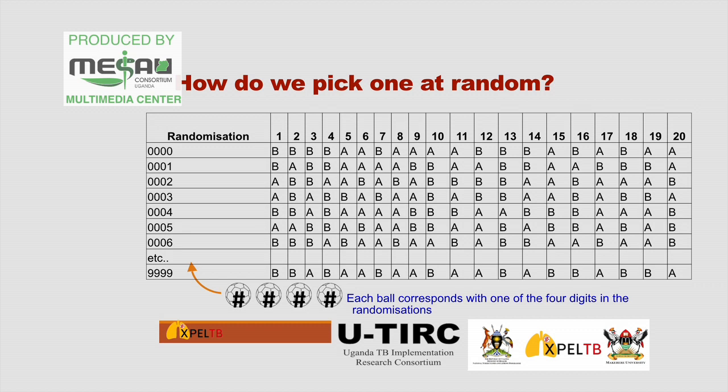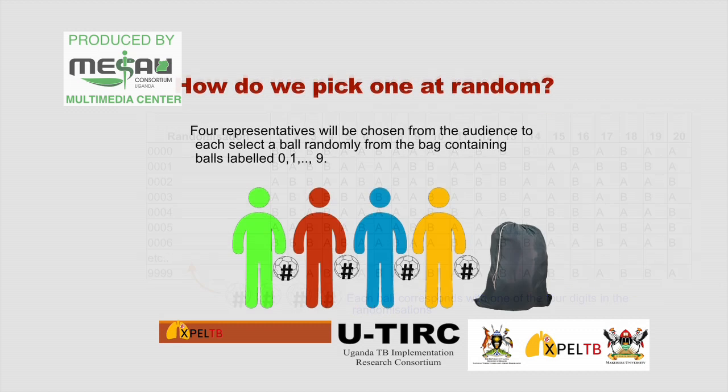It sounds quite complicated, but when we get to look at it, I think it will be clear what we're doing. So we're going to select 4 balls at random, and each of these four balls will correspond to one of the four digits in the randomization. How are we going to select those four balls? That's where people in the audience are going to help us.